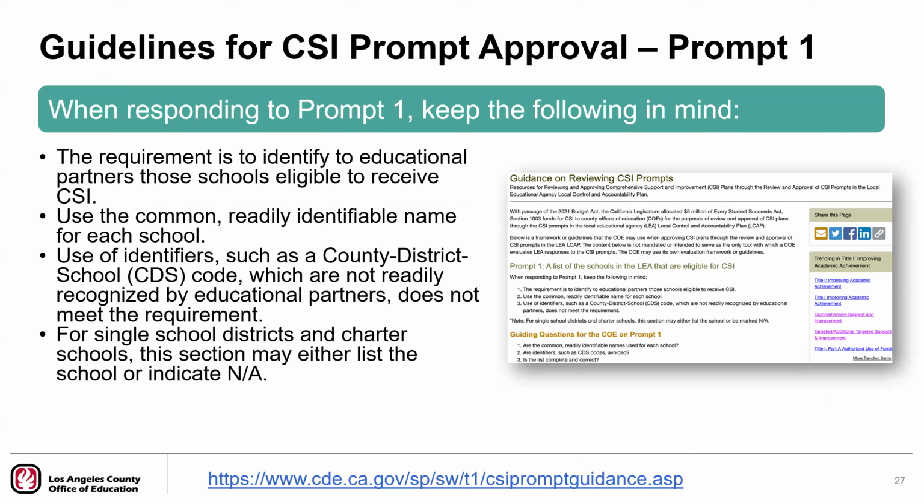So the CDE has developed guidance that county offices may use when reviewing and approving the CSI prompts. And this guidance includes considerations for LEAs to ensure a thorough response to the 3 prompts. And so you can access the CDE guidance at the link provided on the slide. And so for the first prompt, LEAs should use the common, readily identifiable name for each school. Single school districts and charter schools may indicate not applicable for this prompt.